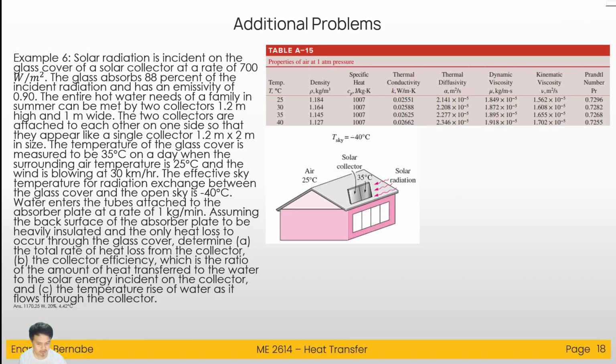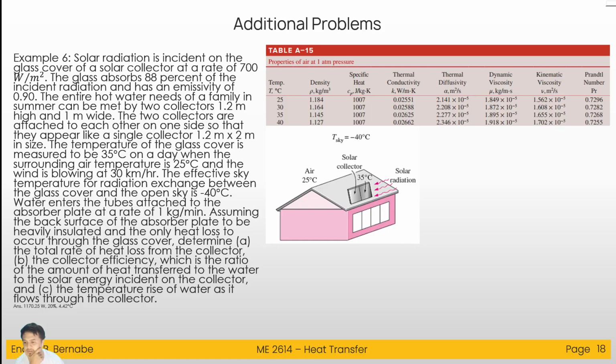Okay, so we have a very long problem for example number 6. Let me read this in detail. Solar radiation is incident on the glass cover of a solar collector at a rate of 700 watts per square meter. The glass absorbs 88% of the incident radiation and has an emissivity of 90%.